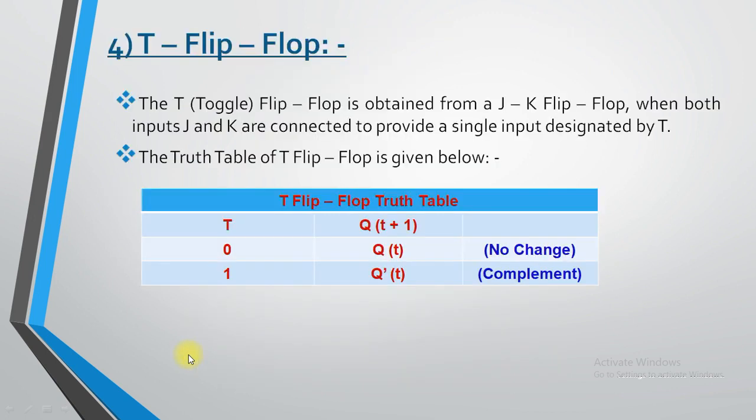The last flip-flop is the T flip-flop. T stands for toggle. Toggle means either on or off. So the T flip-flop is based on the JK flip-flop, but the only difference is what? Over here we have a single input variable, and with the JK flip-flop we have two input variables. The output is Q T, which represents the unchanged state, and Q dash T represents the complemented state.